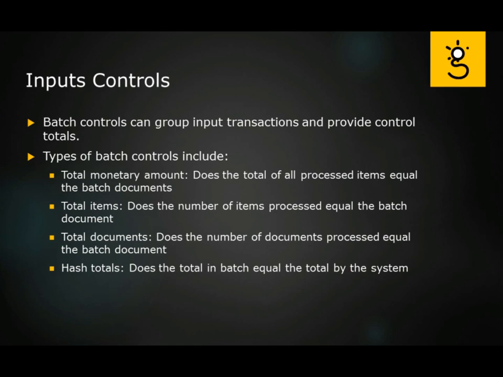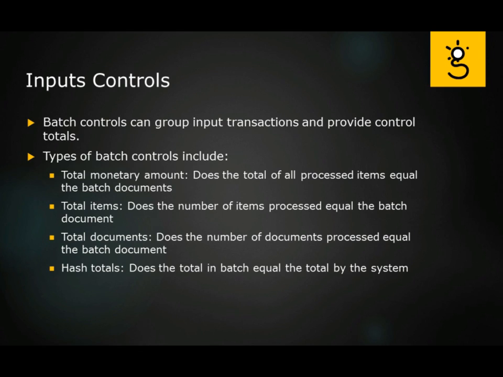Now, batch controls can group your input transactions and provide control totals. So types of batch controls you might see are things like a total monetary amount. That means, does the total of all the items I processed in that batch equal what I saw in the batch documents? In other words, did I get everything and do they add up right? You might have a total items type of control where it's going to look at the number of items that was processed and make sure that that is equal to the batch document.